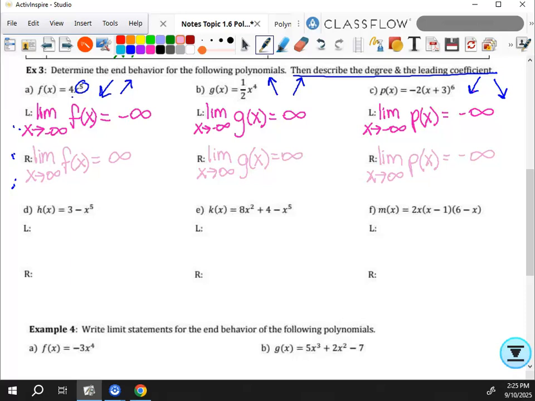Okay, any questions on those? Now let's talk about what we're writing. Listen carefully. Not only is it important, like if this is P of X, I have to call it P of X. I can't call it F of X or then I'm wrong because we're not even talking about F of X. Your other option, instead of writing P of X, you could write this.